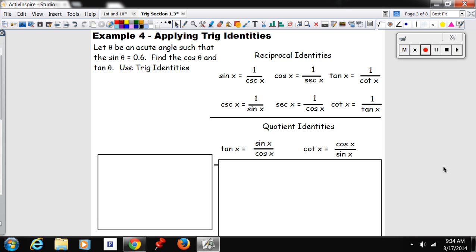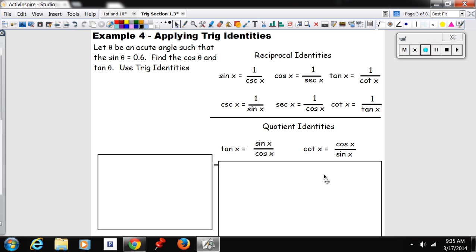The tangent was your y over x, which is what your sine over cosine is, y over x. Cotangent was x over y, would be the cosine over the sine. Because remember, cotangent and tangent are reciprocal. So if tangent is sine over cosine, cotangent's got to be cosine over sine. They're reciprocals of each other. So those are called quotient identities because you're dividing sine and cosine.